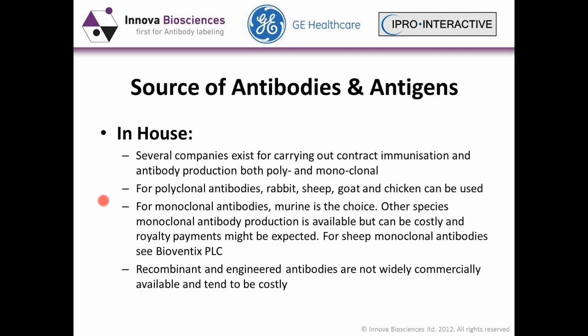The other alternative is to make the antibodies and antigens in-house, and that's basically what would happen if someone is developing a new lateral flow assay or a new immunoassay. And again, there are many companies that provide contract immunization, both for producing polyclonal antibodies and monoclonal antibodies, so one doesn't have to worry about establishing animal houses and facilities.